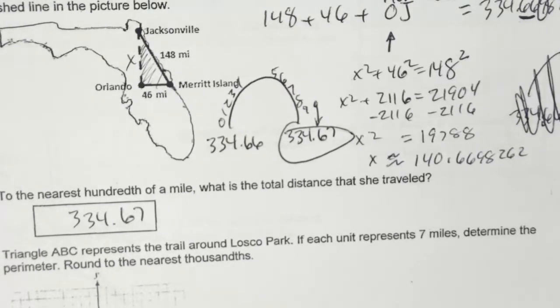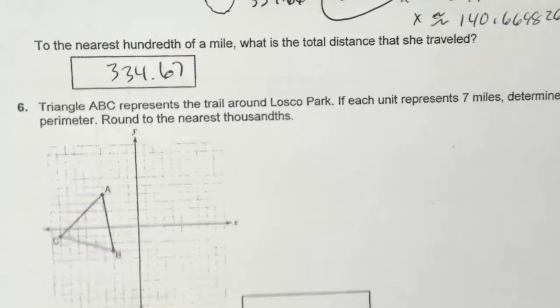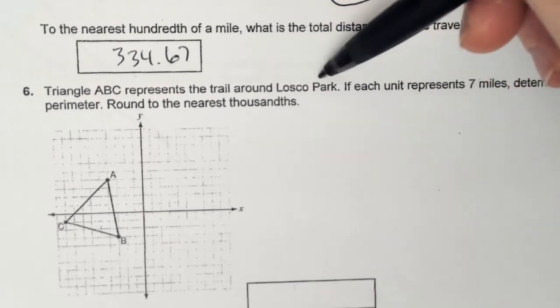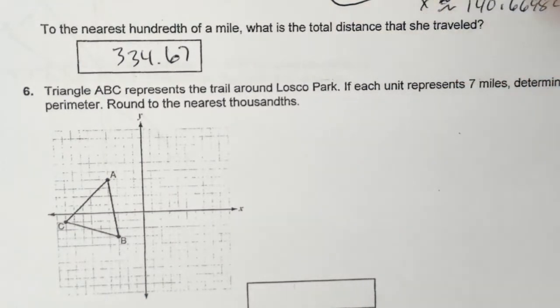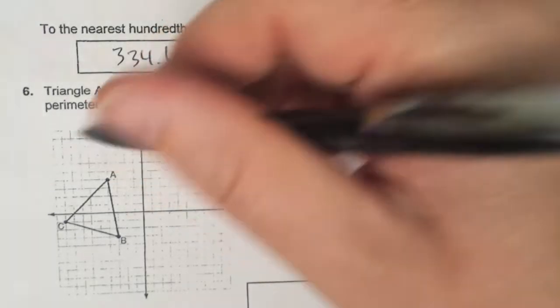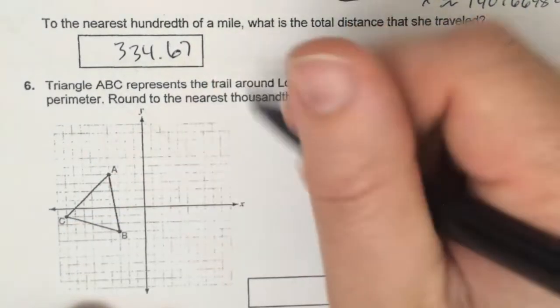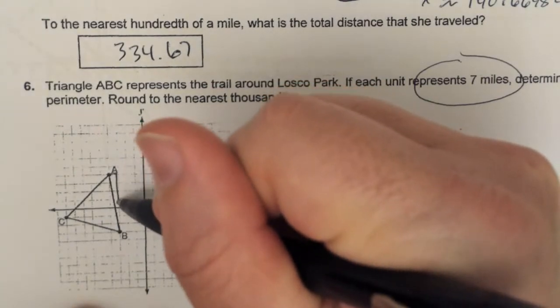Okay, last problem. Okay, number 6. Triangle ABC represents the trail around Losco Park. If each unit represents 7 miles, okay, so at the end, I'm going to multiply by 7. Determine the perimeter. So we have to find the perimeter of this. So A to B, I'm just going to make little right triangles.